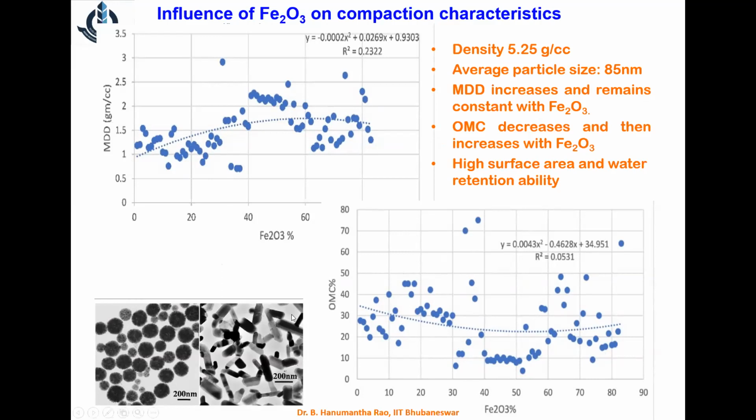And here you can also see the particle shape of the iron particles. Few are in spherical shape and few are in needle shape. Interestingly, when we tried to correlate the Fe2O3 with the gamma D, there is an increment and then maybe constant or maybe a decrement. Similarly with OMC, it decreases with increase in the iron content, and thereafter it either becomes constant or decreases, followed by an increment.